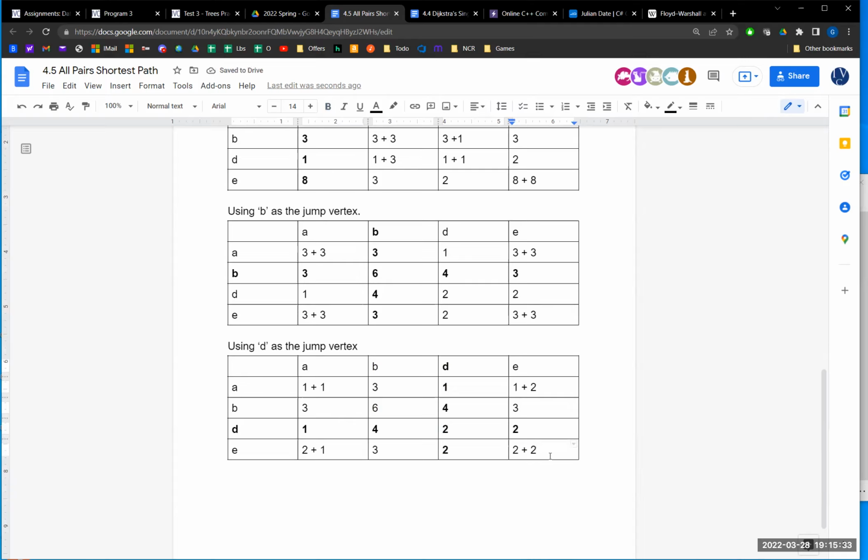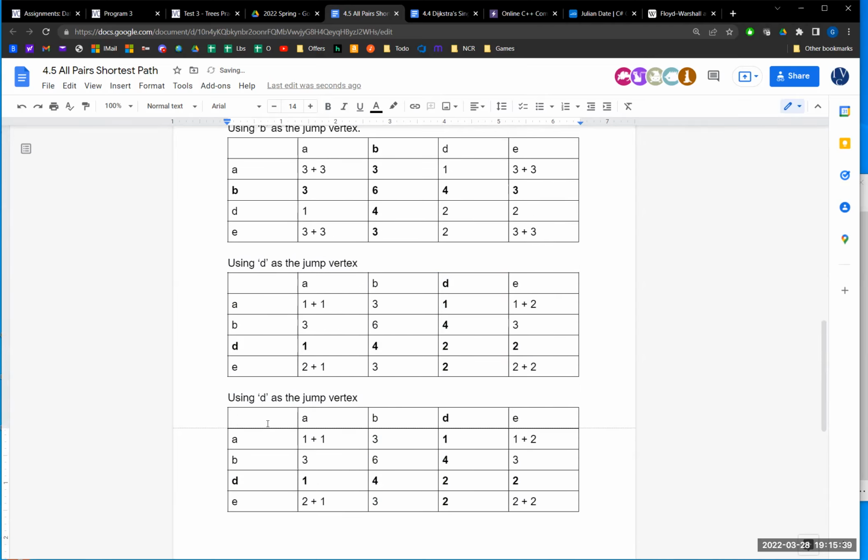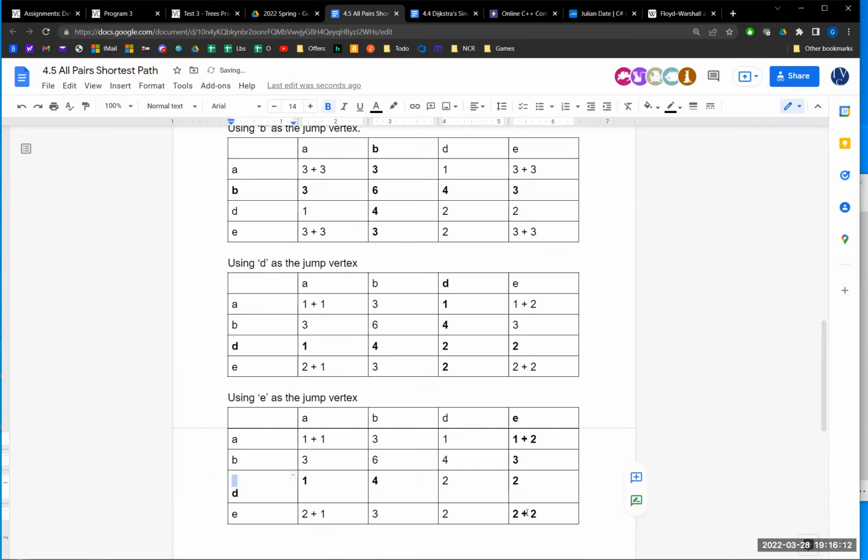How are we doing so far? What are we going to use as our next jump vertex? What shall we replace this part here with? He's good. All right, our last vertex to process. We need to toggle our bolding. That. Let's try that again.